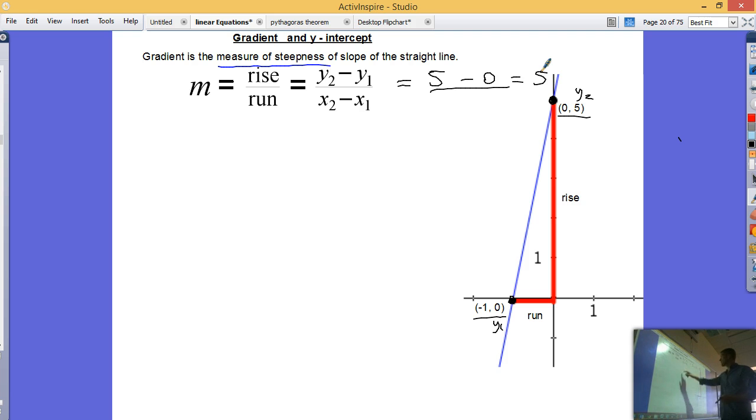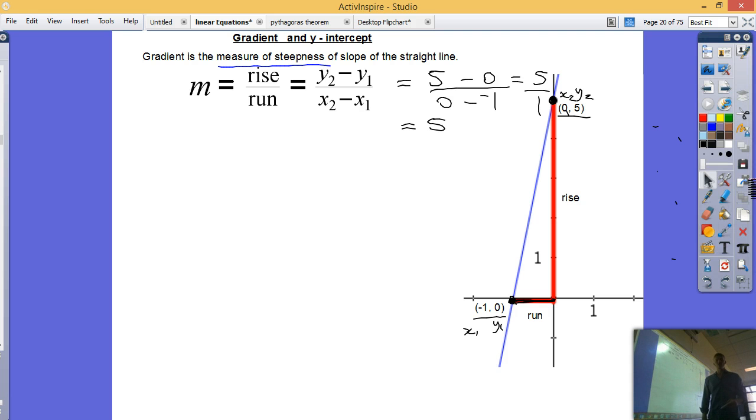What about the run? The run is just the movement going across, which is the difference in our x values, x2 minus x1. So this point on the graph, my x1 point is -1, whereas this point up here corresponds to my x value of 0, which is my x2. So 0 for x2, subtract -1 for x1, and there I've got a difference of 1. 0 subtract -1, we're adding, so it's just +1. And there's your gradient of just +5 units, so it's travelling upwards. We can work out gradient as rise over run, or the difference in y divided by the difference in x values.